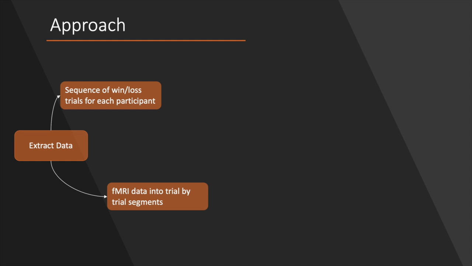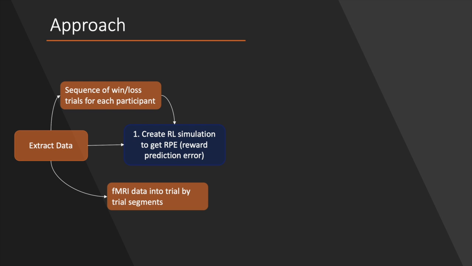So what we did with the data was we first extracted the sequence of wins and losses in each trial experienced by each participant. And we also extracted the corresponding fMRI data separated into trials as well. The first step in our approach was to use a simulation model to try and get at what's going on inside people's heads as they undergo the procedure. And we did this with a reinforcement learning simulation.